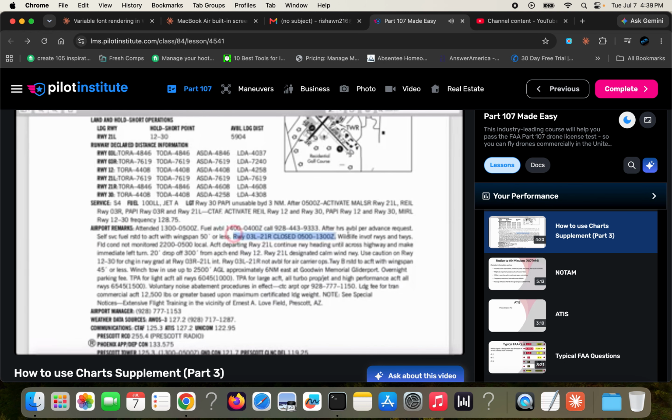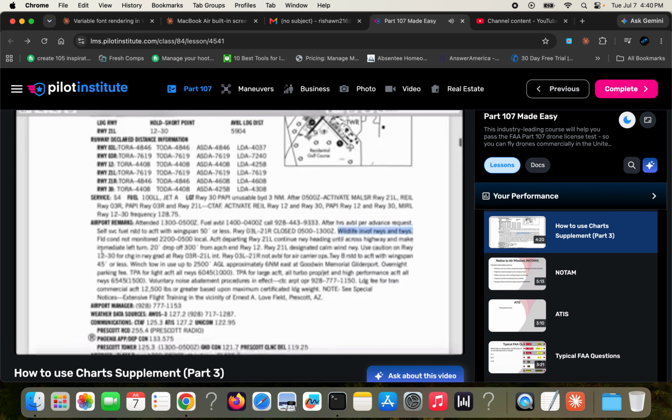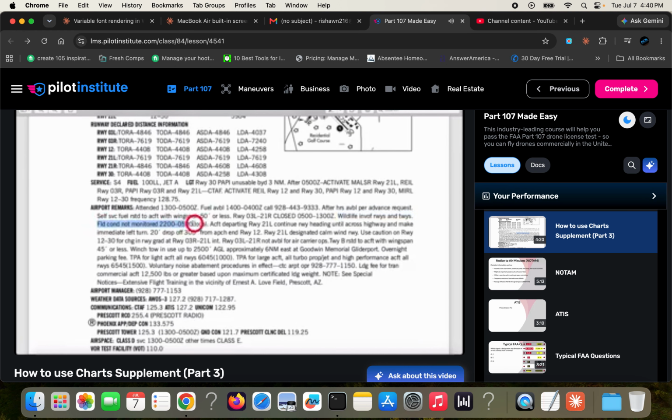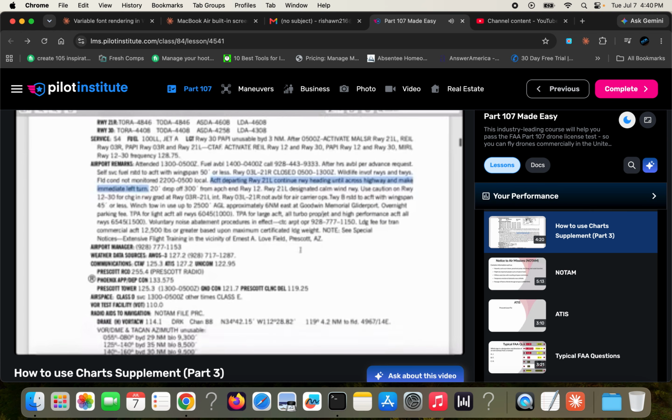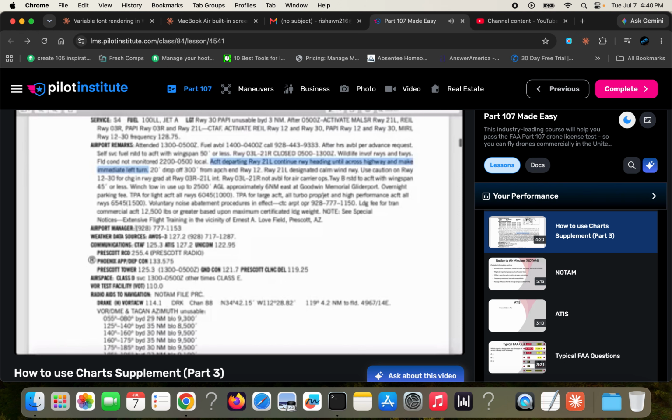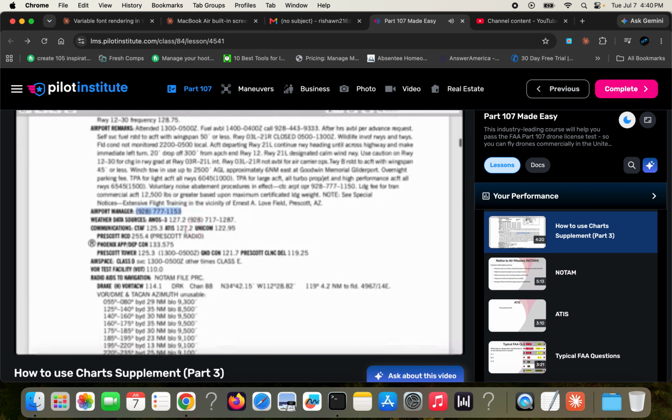We have wildlife in the vicinity of runways and taxiways. Flight conditions not monitored between 2200 and 0500. Lots of information. Airport manager phone number and the CTAF frequency. We're going to talk about CTAF. We're going to talk about ATIS. That's all in here. The Unicom frequency is also in here. So this is where you find all of this information.